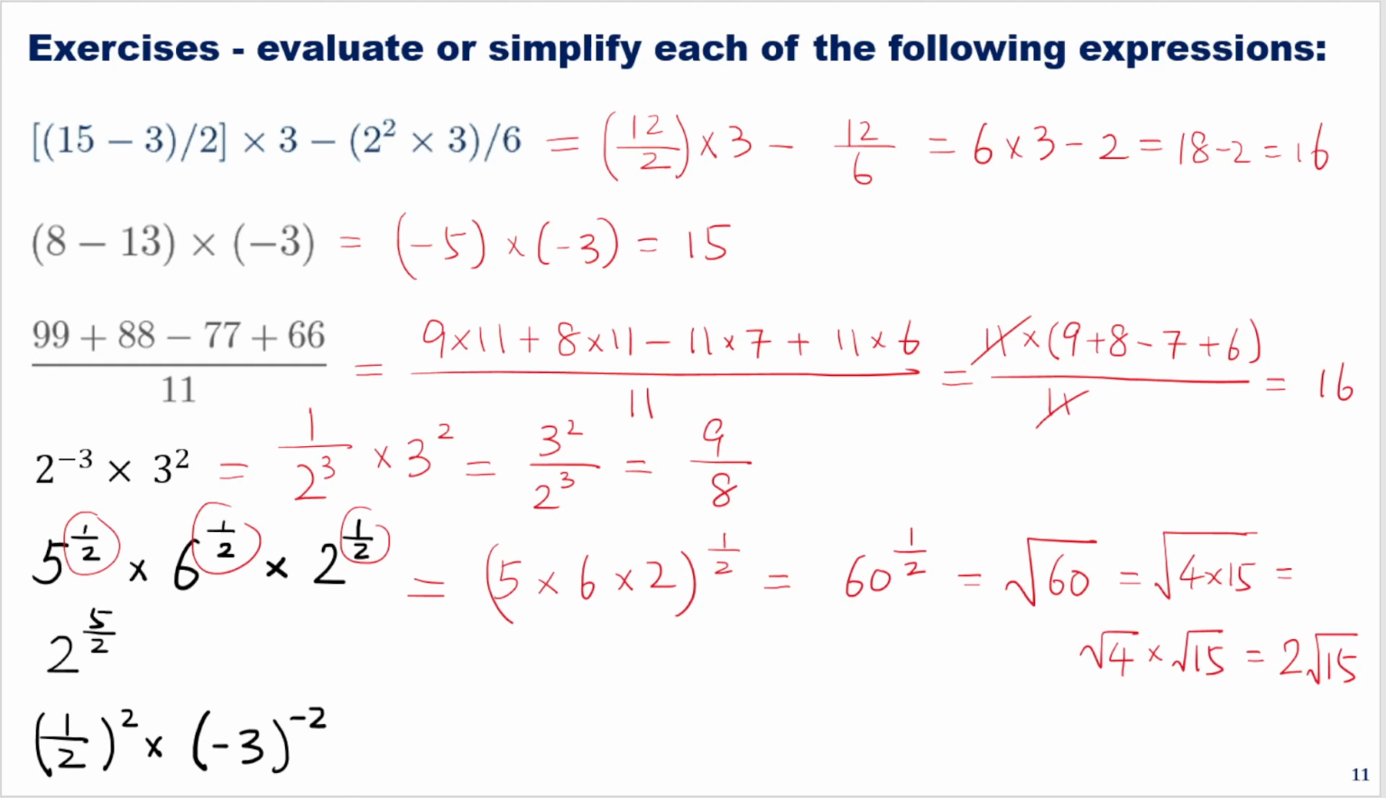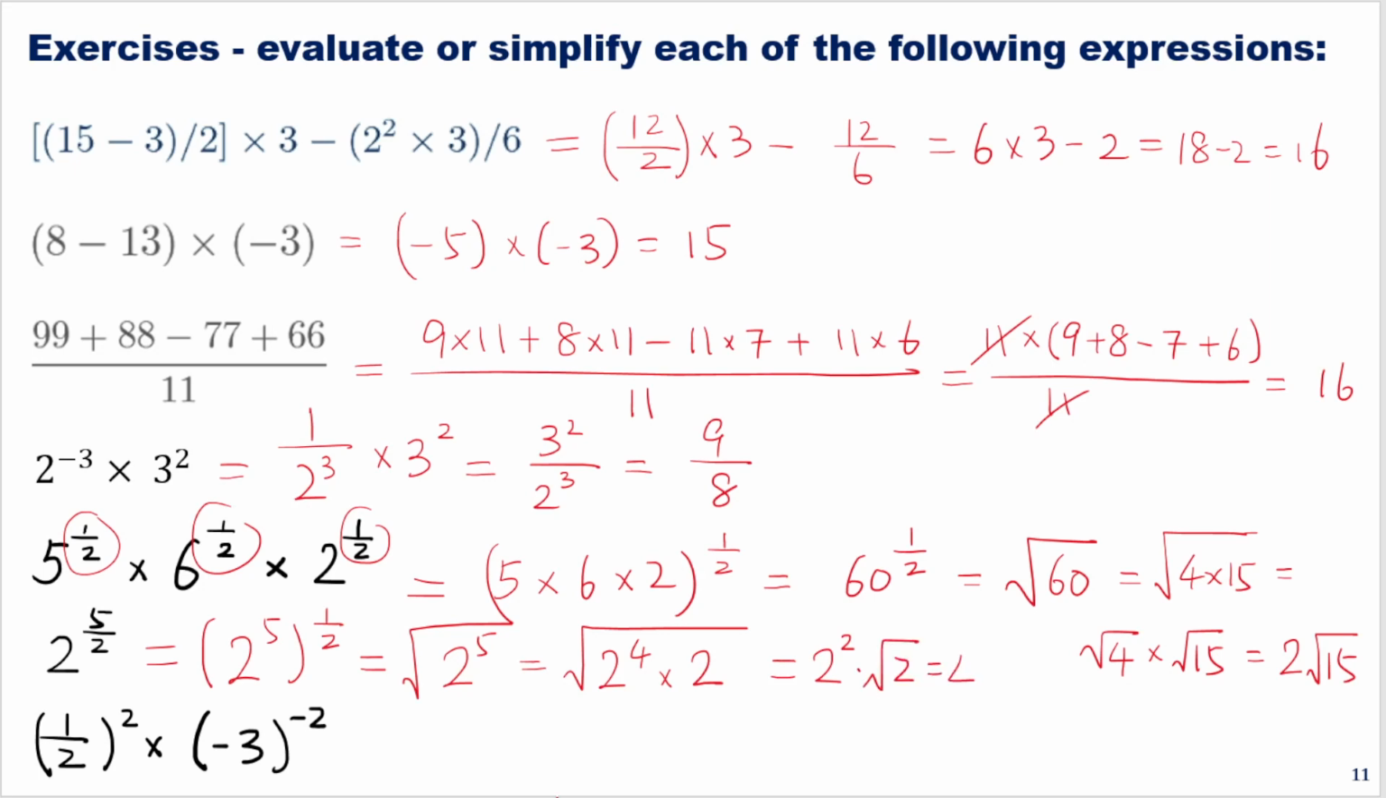Can you follow me? Next one, 2 to the power of 5 over 2 is 2 to the power of 5, then find a square root, right? Because it equals 2 to the power of 5 to the power of 1 over 2. This gives us 2 to the power of 5. Then find its square root. And then 2 to the power of 5 is 2 to the power of 4 times 2, right? Square root of 2 to the power of 4 gives us 2 to the power of 2 outside. Then times square root of 2. So this gives us 4 times square root 2, right?